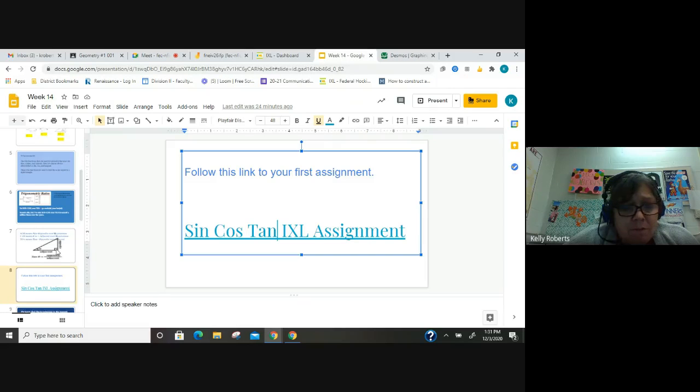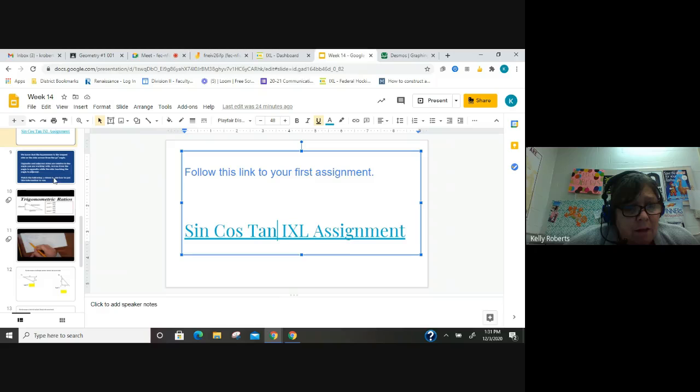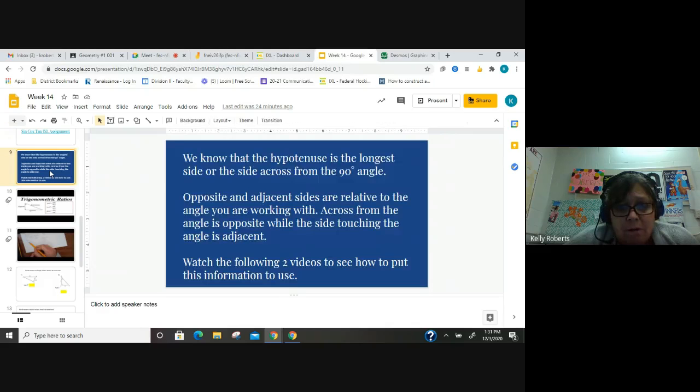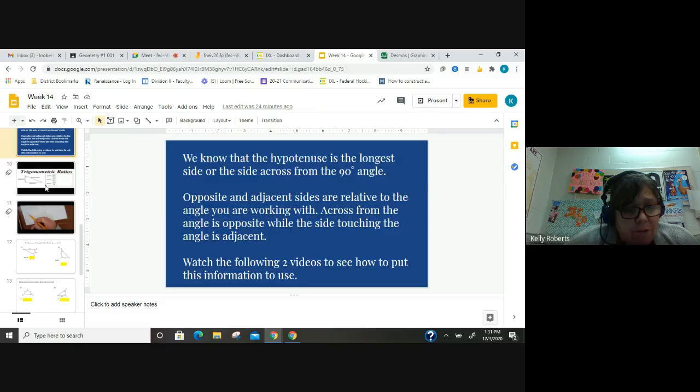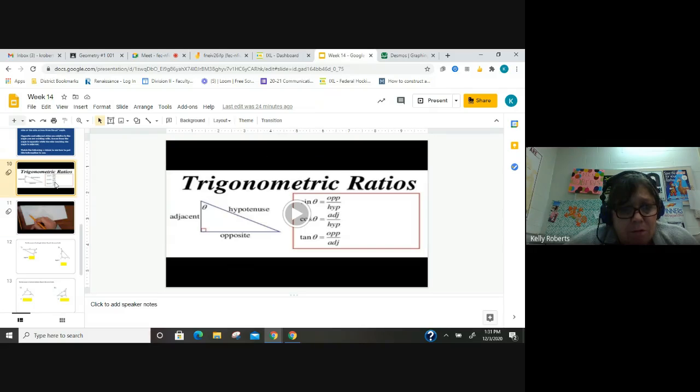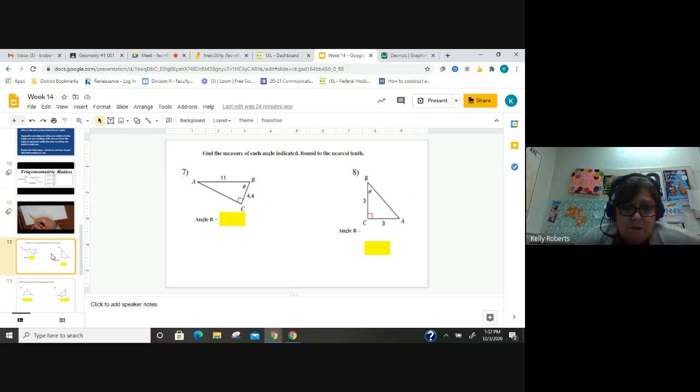the slideshow. We've looked at that. Here's just some more information. Then you have 2 videos that explain how to use the trig ratios. We haven't even done that yet. All we've done right now is identify them. We know what is adjacent, what's hypotenuse, what's opposite, and how to set them up in these ratios. We have not used them yet. So, slide 12, we actually use them.